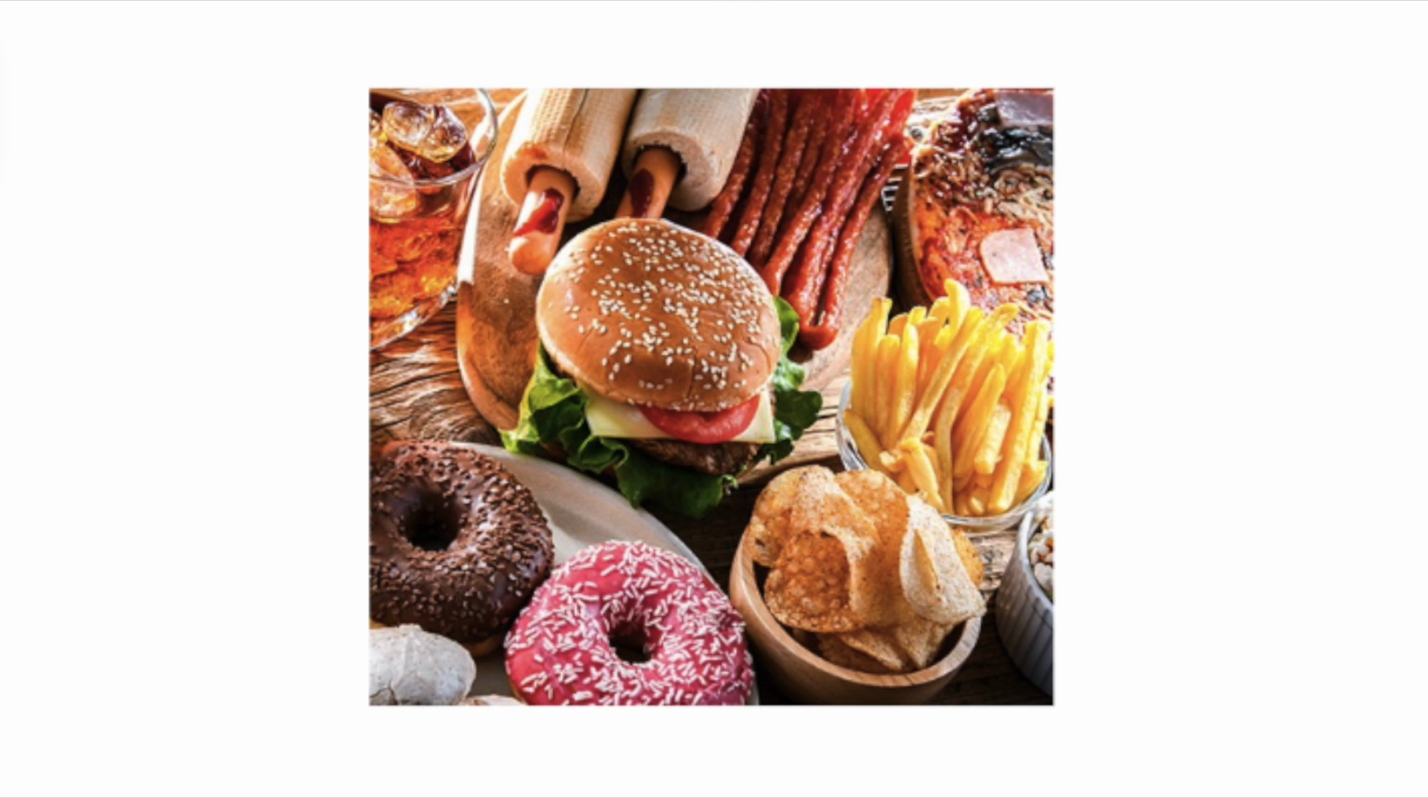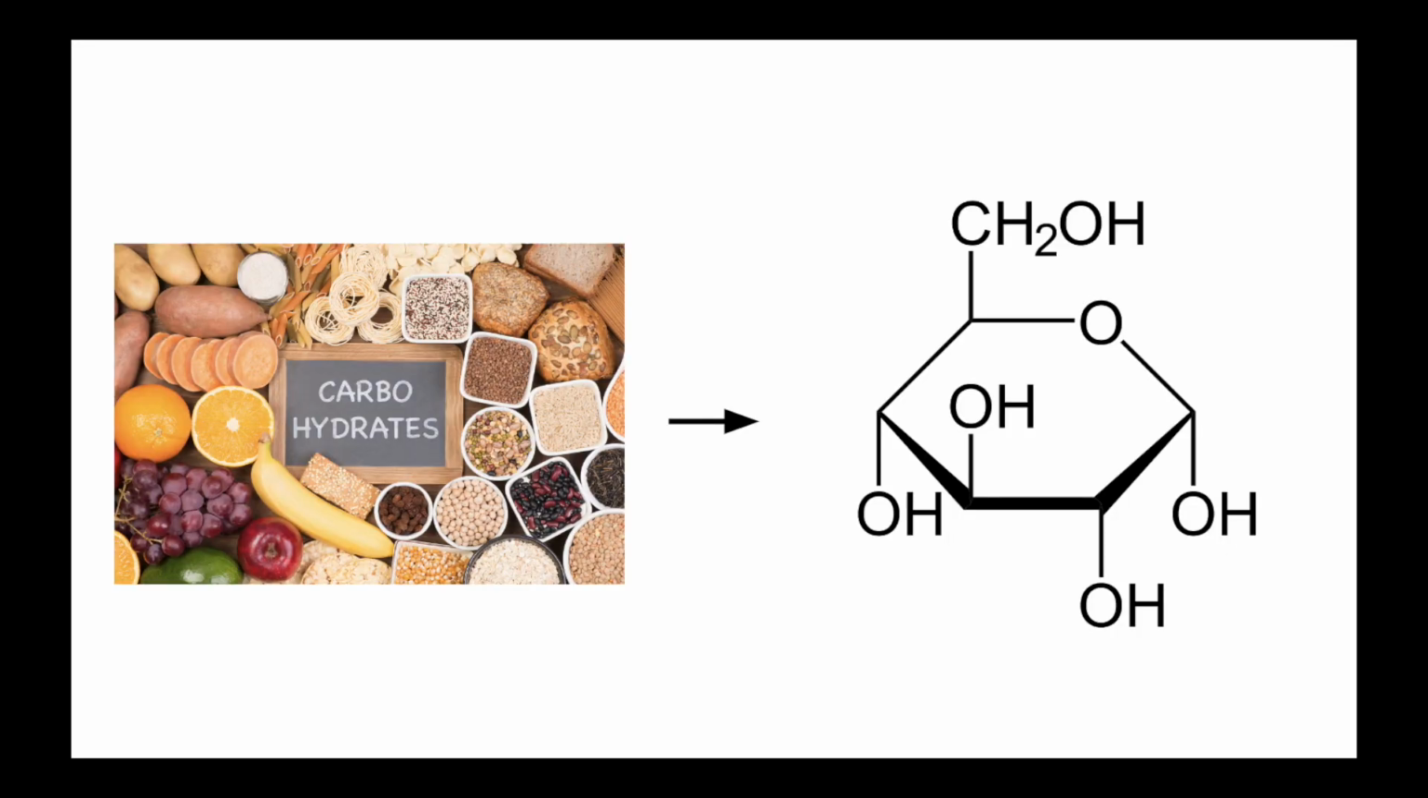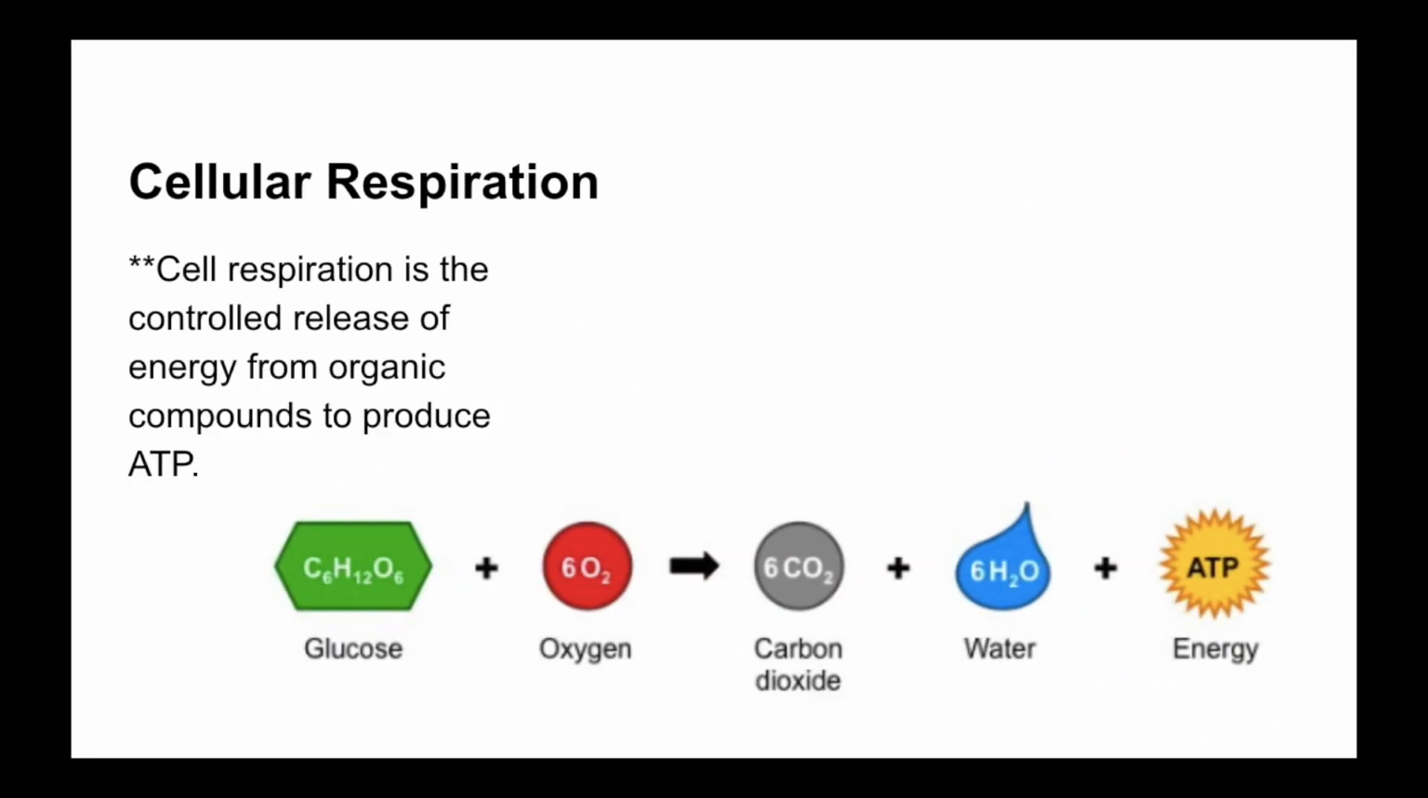We can first start off by saying that all living organisms obtain energy from food. The nutrients in food, such as carbohydrates, are broken down into glucose, which is absorbed into the blood and taken up by the cells. That is where the actual energy generating process takes place, which is called cellular respiration. Cell respiration is the controlled release of energy from organic compounds to produce ATP, which is the fuel our bodies use in the form of adenosine triphosphate.